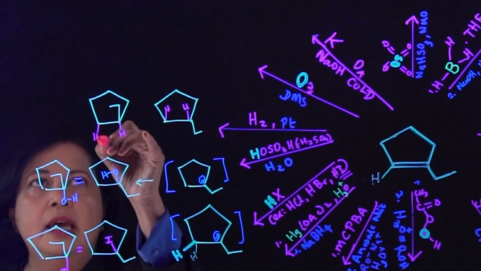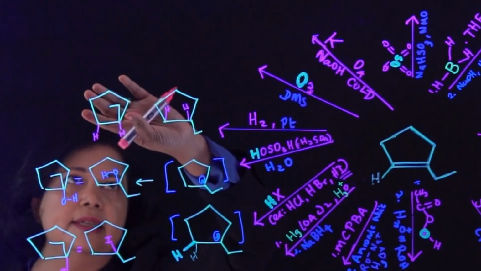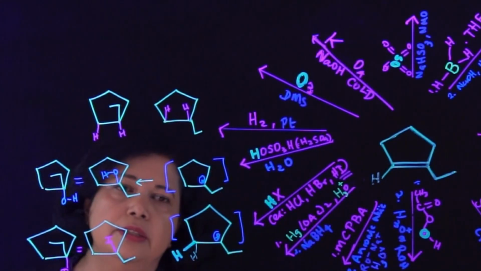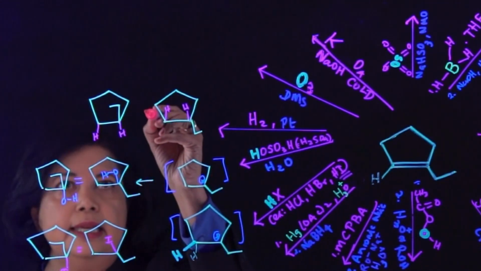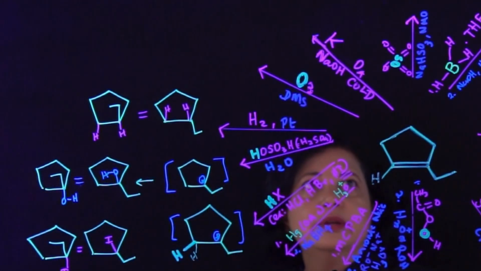This is just ethyl cyclopentane. You can take this and put it on top of this and it's going to superimpose. So this is the same as this, no difference. All right, so here we go.